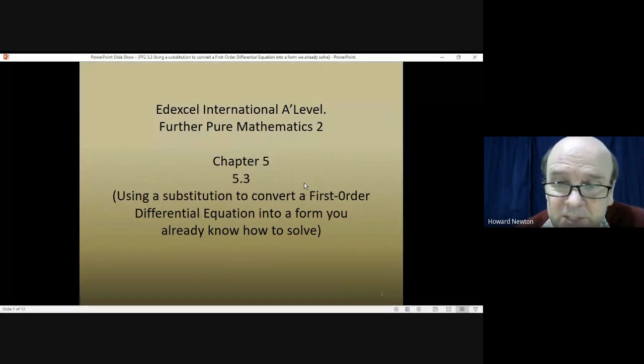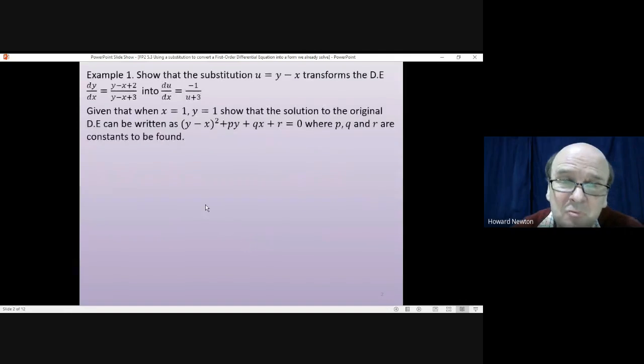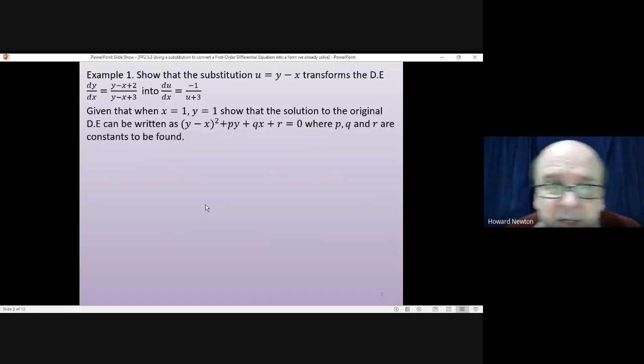Hi there, and welcome to this lesson on Further Pure Mathematics 2. In this lesson, we're looking at how you can use a substitution to convert a first-order differential equation that we can't solve into a form that we do know how to solve. Now, there isn't really any new theory, but these questions are quite long, quite difficult. We will go straight into an example.